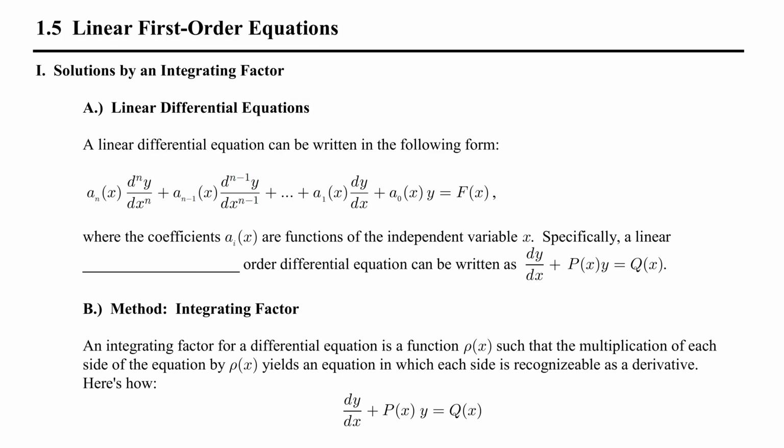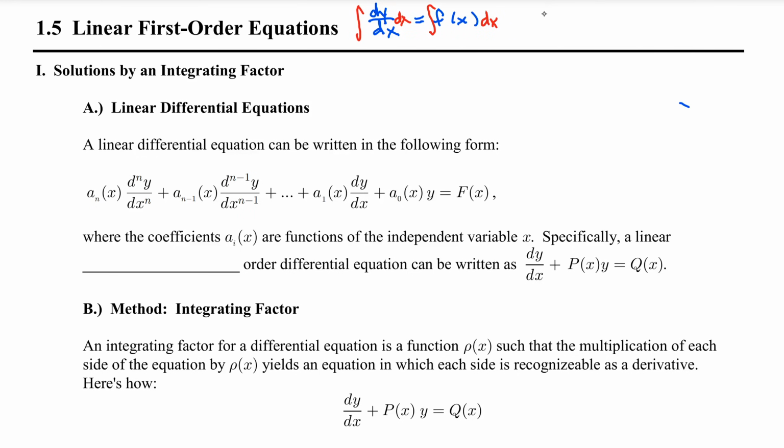So far in Chapter 1, we've examined two methods for solving differential equations. The first was by direct integration. If you have a derivative equal to a function of the independent variable alone, then you can solve by integrating both sides with respect to the independent variable. We call that solution method direct integration.